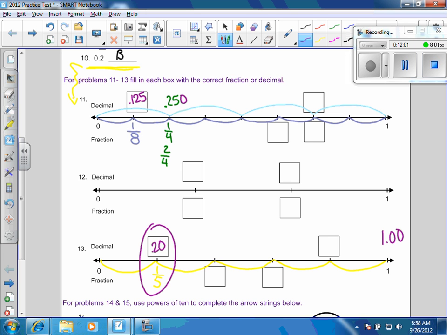You wrote 2 fourths, not 2/8. Oh, thank you. Good job paying attention. Let's fix that.